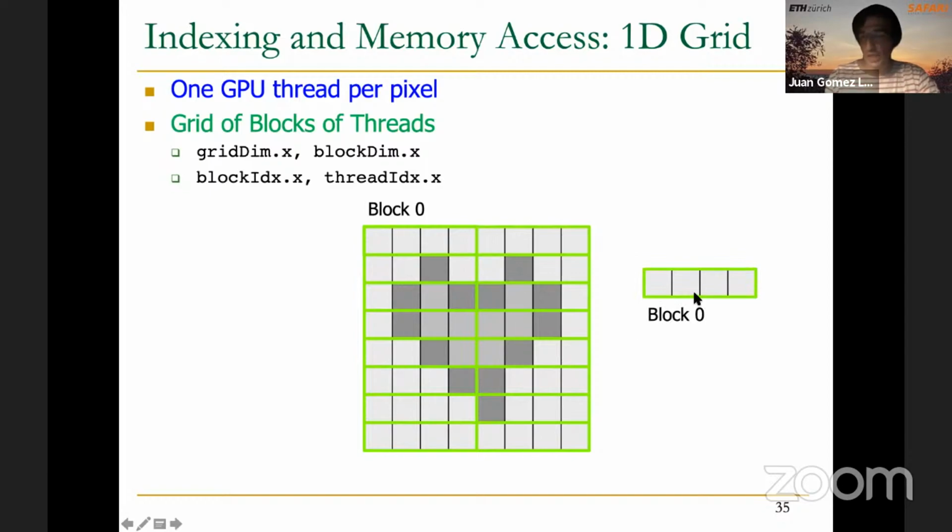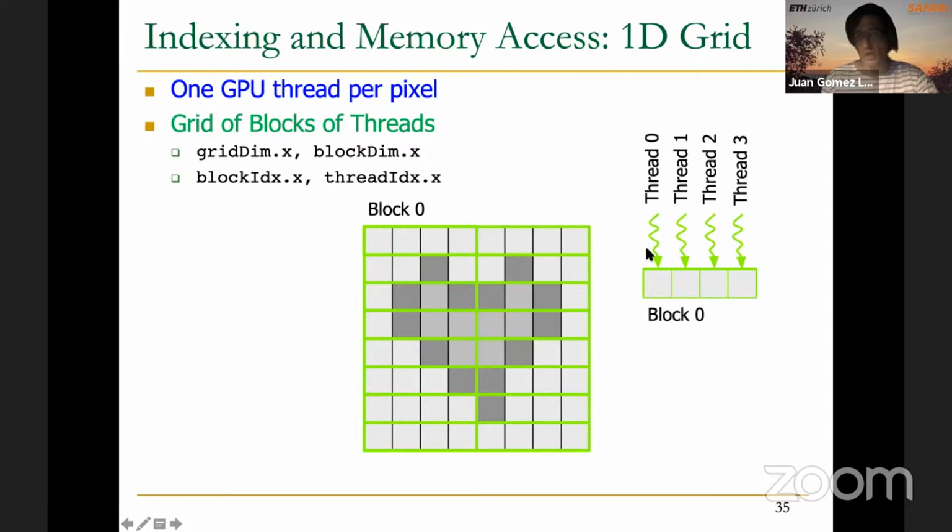Now let's see how we assign the computation inside block 0. So inside block 0, we will use 4 different threads. We are assuming a toy number, a small number, 4 threads for now. So thread 0 will work on this pixel, thread 1 will work on this pixel, and so on.